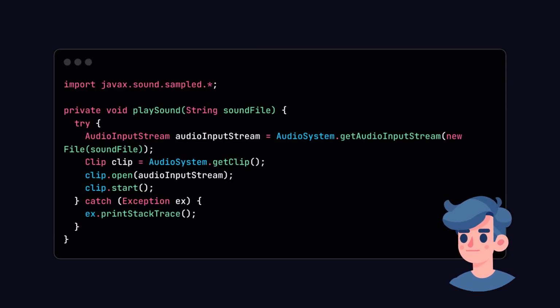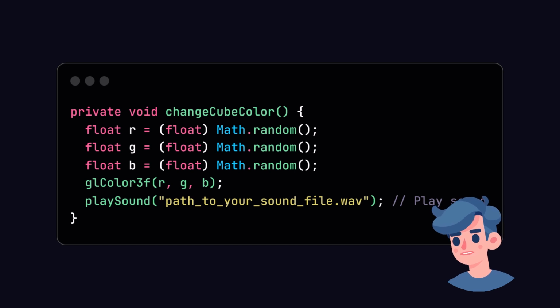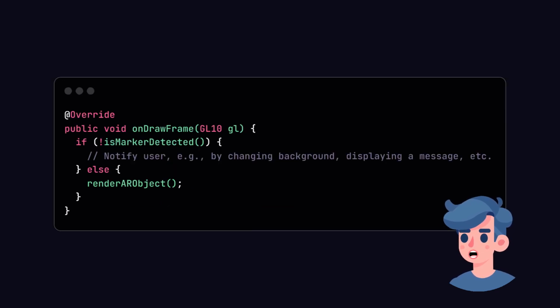At this point, we have a basic augmented reality application where a user can interact with a 3D cube rendered over a marker. However, let's enhance the experience by adding sound effects. We can use the Java Sound API to achieve that. We can play a sound whenever the cube is interacted with. Simply call our playSound method wherever you invoke changeCubeColor. Now, we have an interactive cube that alters color while sound plays.